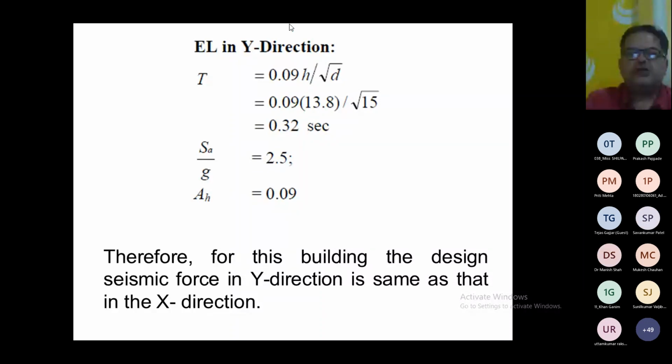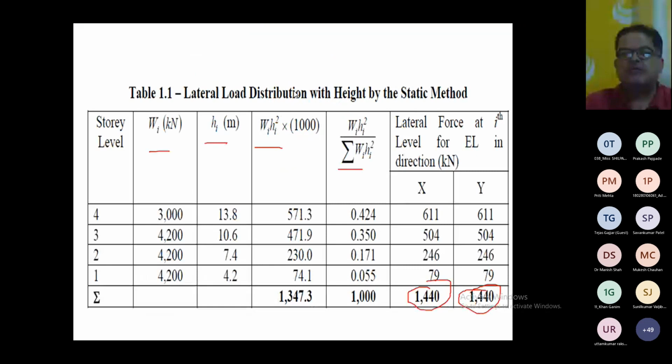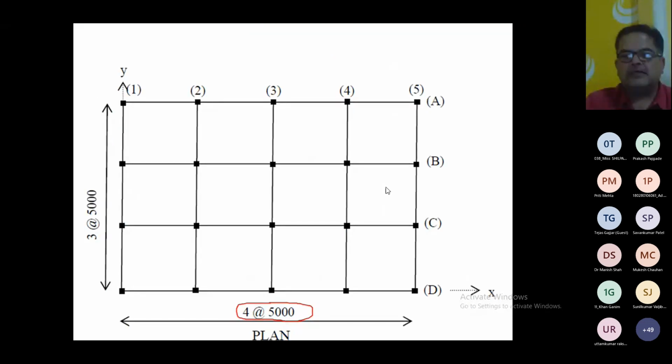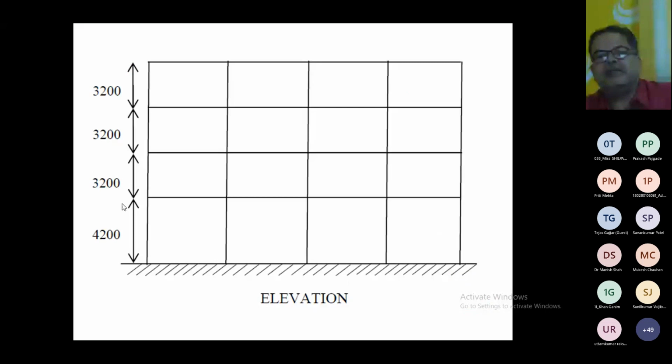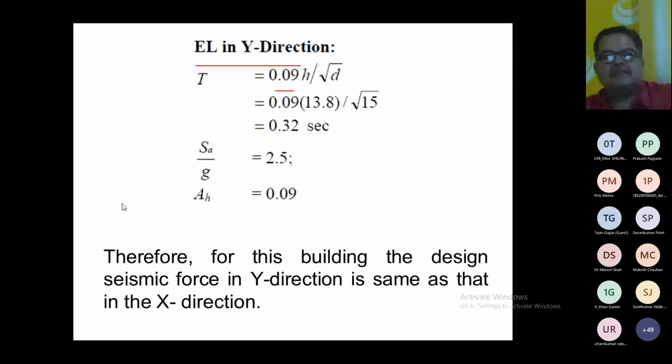Okay, now we go for the second direction, the Y direction. When we talk about the Y direction, which Y direction are we talking about? Remember, this is the X direction, right? We have taken 20 meters. Now in the Y direction, it will be 15 meters, right? The value of D is 15 meters. So we again take H by root D, where D is 15 instead of 20.